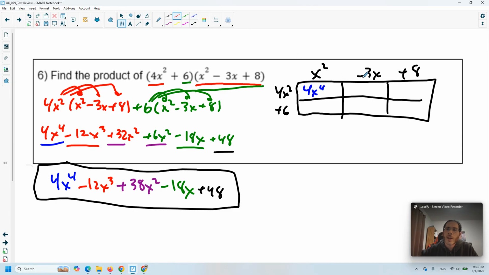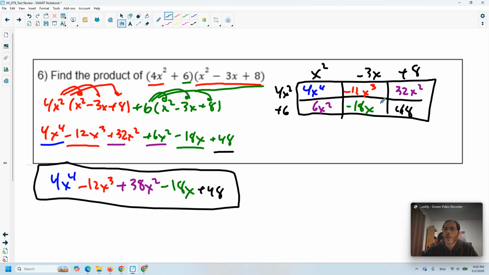4x squared times negative 3x is negative 12x squared times x is x to the third. 4x squared times 8 is 32x squared. 6 times x squared is 6x squared. 6 times negative 3x is negative 18x. And then at the end, 6 times 8 is 48.